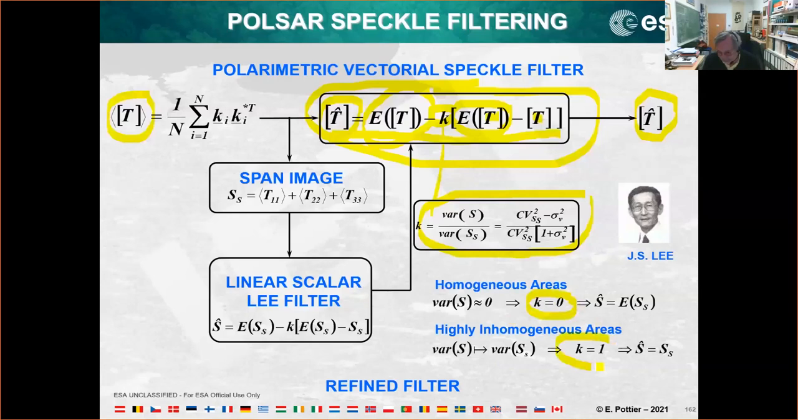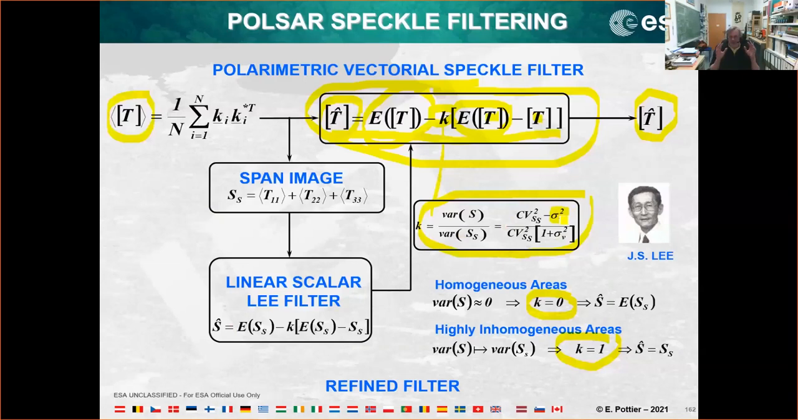Okay. So this coefficient k defines more or less the kind of area, if it is a heterogeneous or homogeneous area. And this coefficient k, I have not given it here. Yes, it's given here somewhere. Okay, it is a function of the variance of the information.